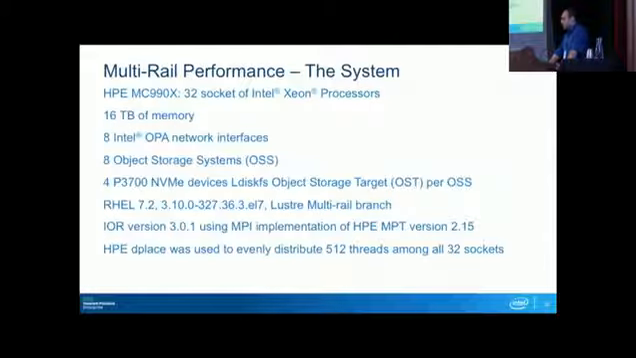Just to cover quickly some performance numbers we got. So we tested, or actually HPE tested, on a 32 socket Intel Xeon processor with 16 terabytes of RAM. It had 8 OmniPath interfaces and 8 object storage systems, and each OSS had 4 OSTs. And the important part here is they used a utility called dplace to distribute the 520 threads among all 32 sockets so that we can get an even NUMA distribution. And then we can see the performance benefit this way.